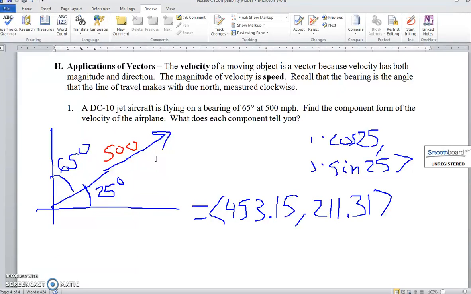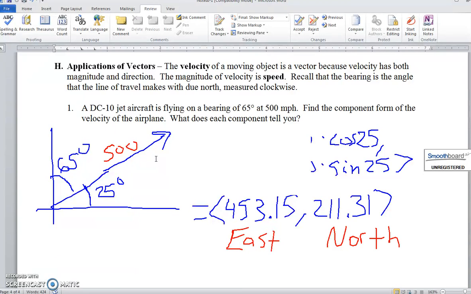So we're going to the east for this, and this is telling us how far to the north we went. And there are certain times where that would be useful to know. Okay, I'm going to stop it right here. Our next example takes a little bit longer to run through.